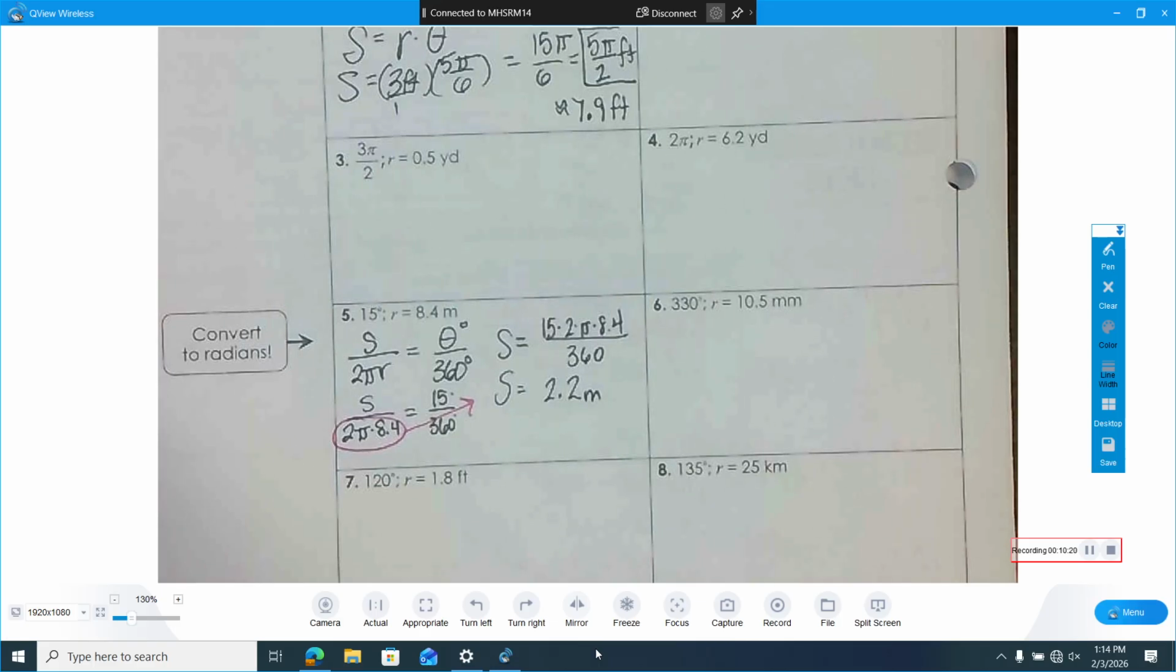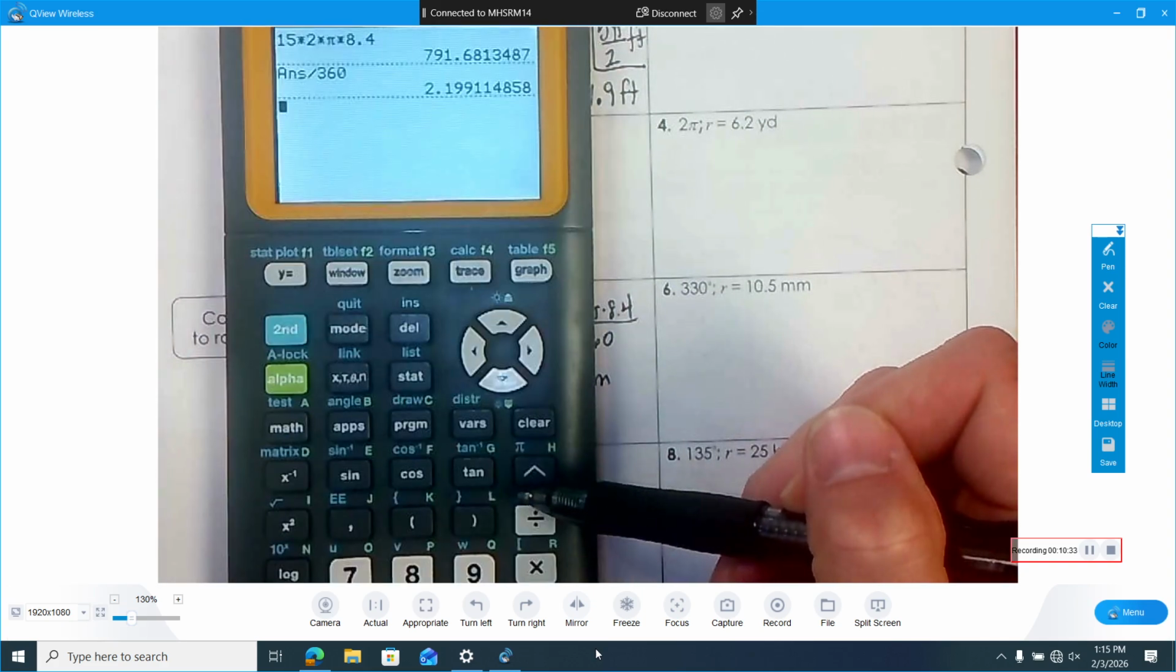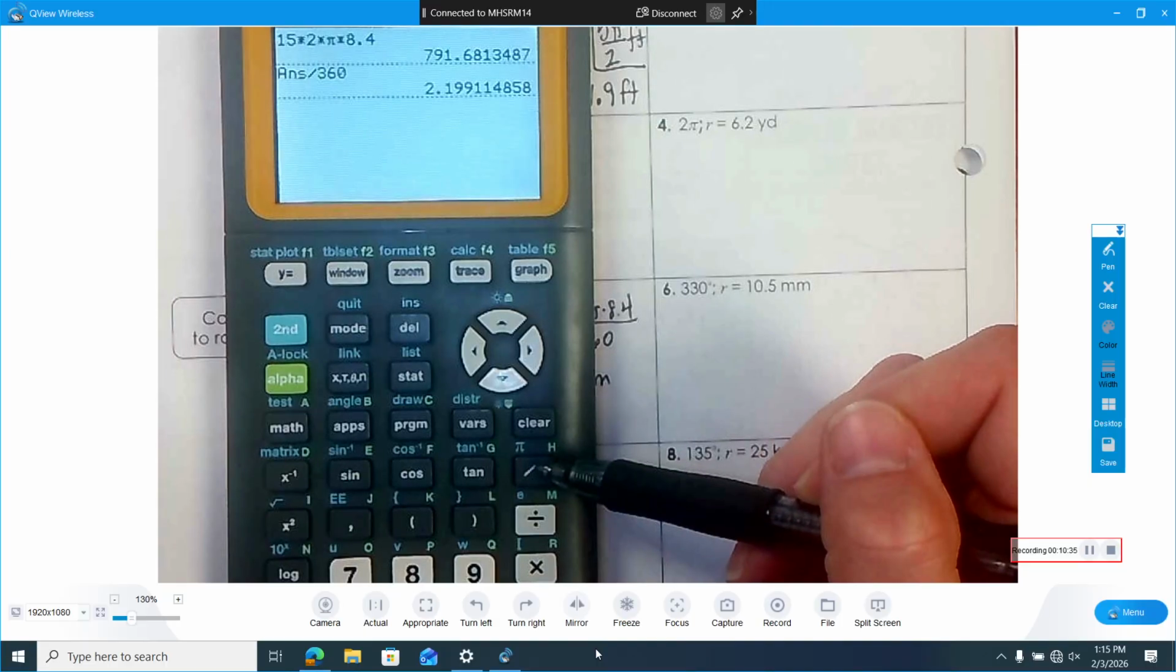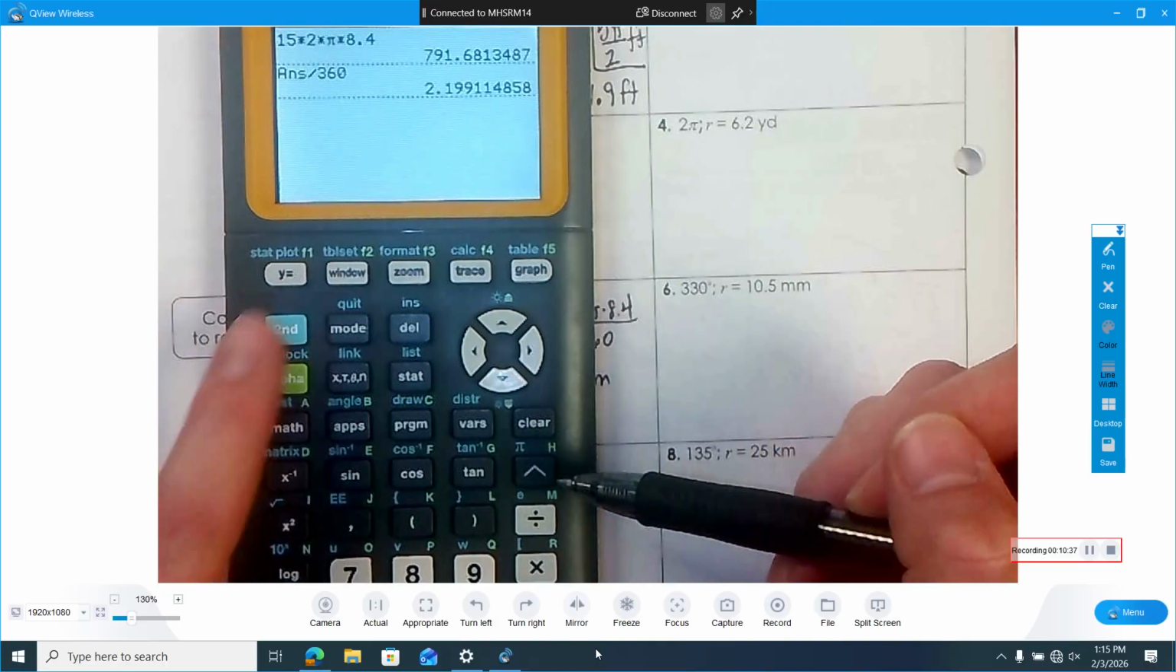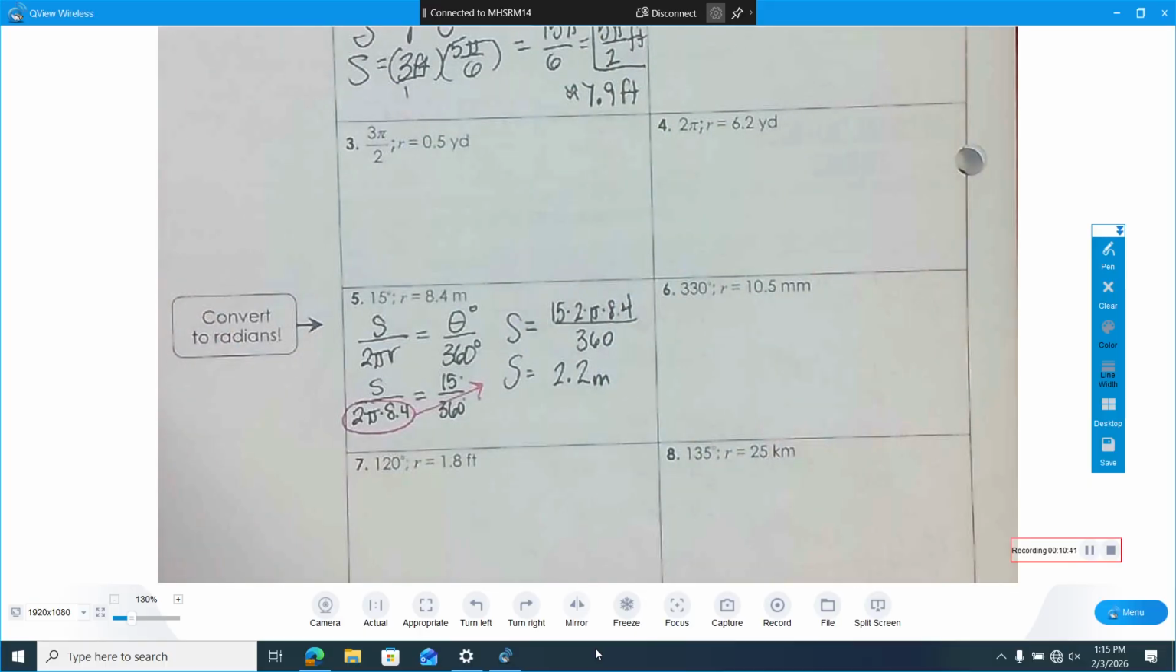You don't have to convert to radians. I think it's easier. Oh, good question. Pi is in blue above the exponent, so you do second and then that. Good question. All right. Do you need another one of those, or are you okay? I think we're good.